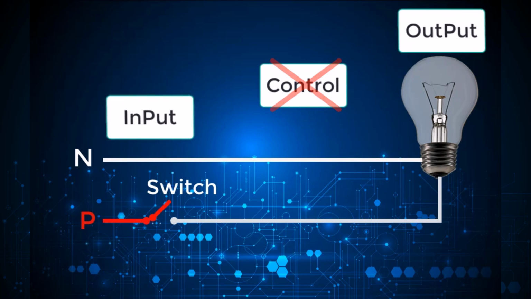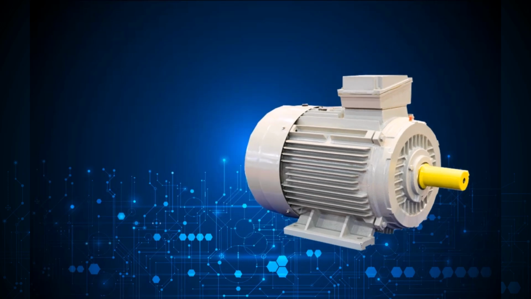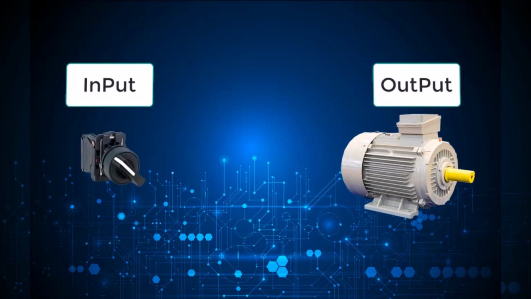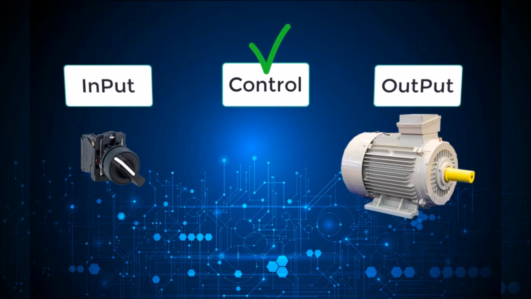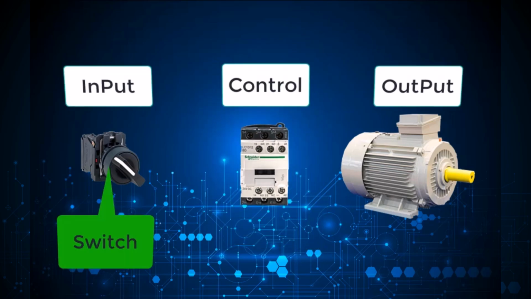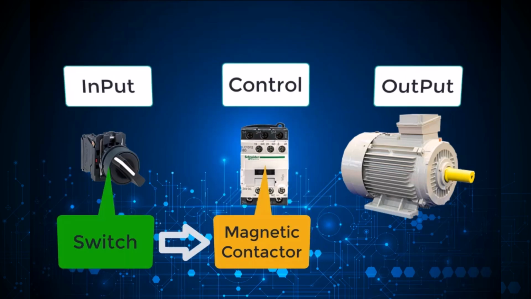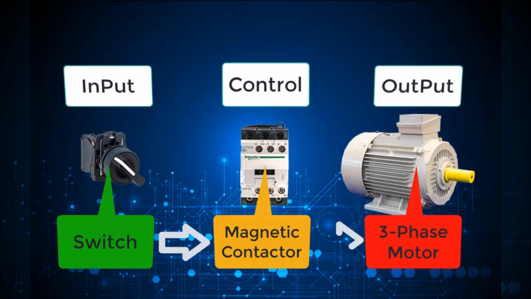However, if instead of a lamp, we need to control a three-phase motor, a switch alone cannot do the job. To control a three-phase motor, we need control equipment. For this, we use a magnetic contactor. The switch will control the magnetic contactor, and the magnetic contactor will turn the three-phase motor on or off. So in this case, the magnetic contactor serves as the control equipment.